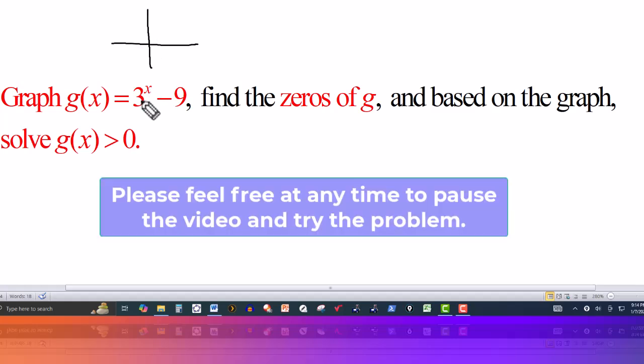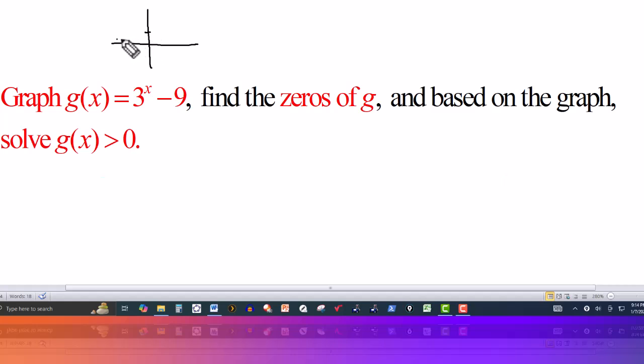Now the graph of the exponential g(x) = 3^x, without the minus 9, will simply be a graph that passes through the point (0, 1) and rises. It approaches the x-axis and it goes off like this. And typically the graph of any function with base b, in this case 3, greater than 1 will be an increasing function, rising this way. If the base were 1/3, to the x power, then it would be going down, decreasing.